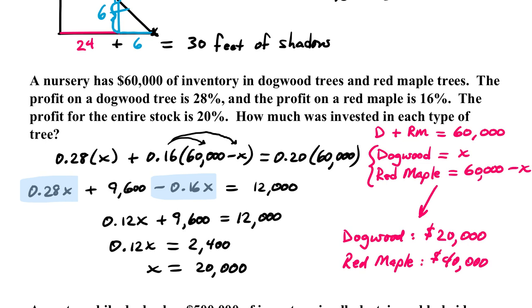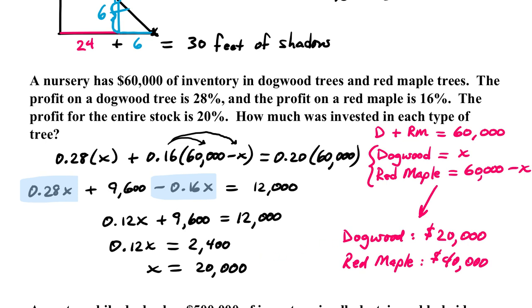Now in black ink, 28% profit on the dogwood plus 16% on the red maple equals 20% on all $60,000. Multiply out, we have 0.28x, distribute 0.16, that's 9,600 minus 0.16x. 0.20 times 60,000 is 12,000. In blue, we have like terms. 0.28x minus 0.16x is 0.12x, plus 9,600 equals 12,000. Subtract 9,600 from both sides, and we have separated the variable term from the constant. Divide by 0.12, and we have x equals 20,000.